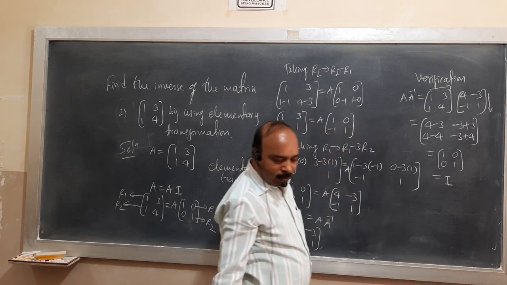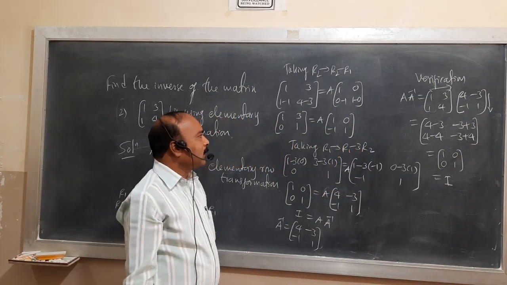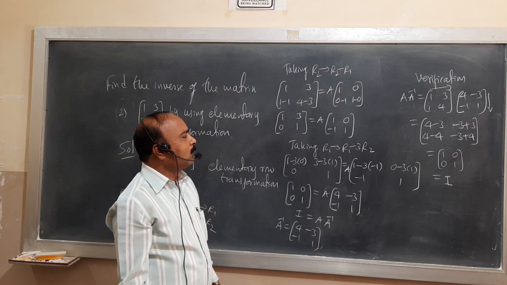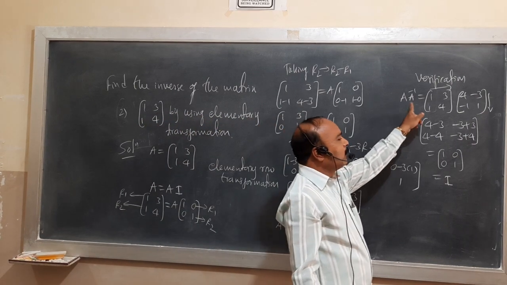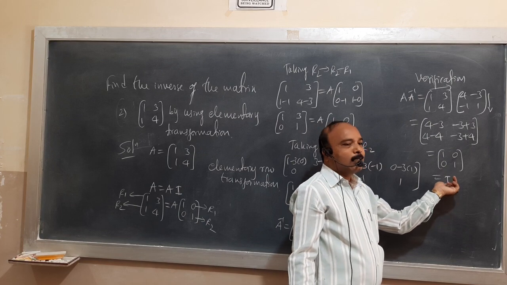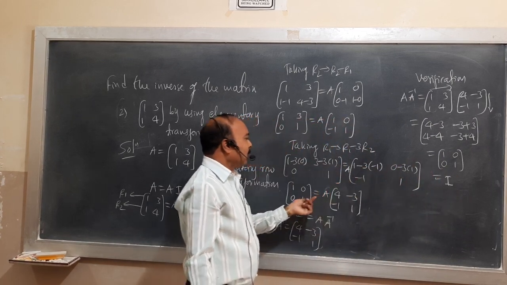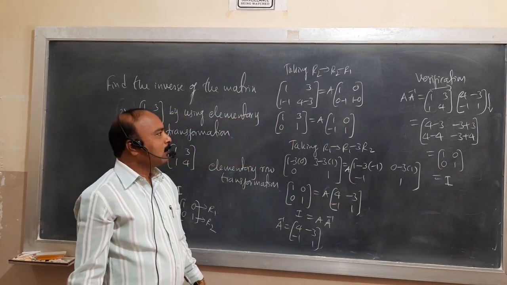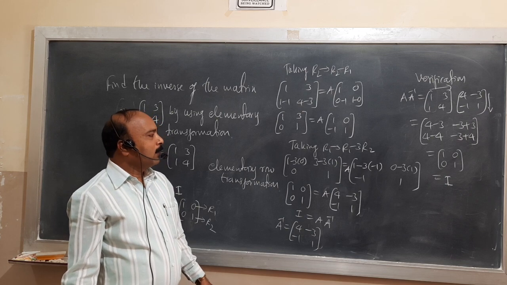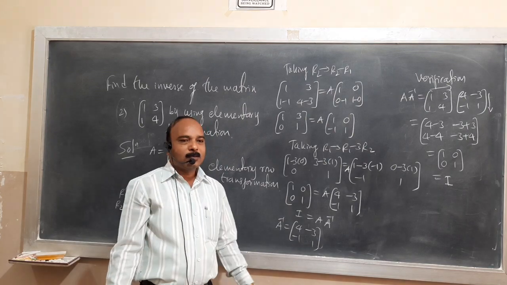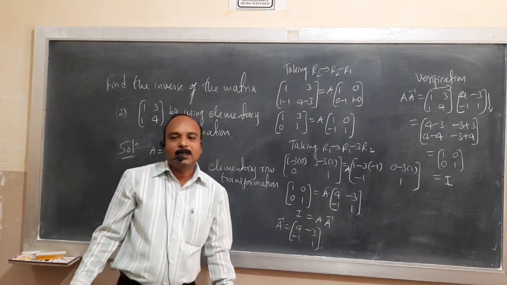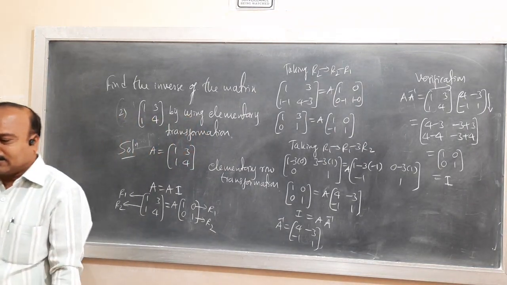Therefore our answer is correct, because in the verification we get A into A inverse equal to I. If you don't get A into A inverse equal to I, then we check the answer, because somewhere we have a mistake in that question. Now it is verified. Therefore our answer is A inverse equal to 4, minus 3, minus 1, 1. It is the inverse of the given matrix. Write this down.